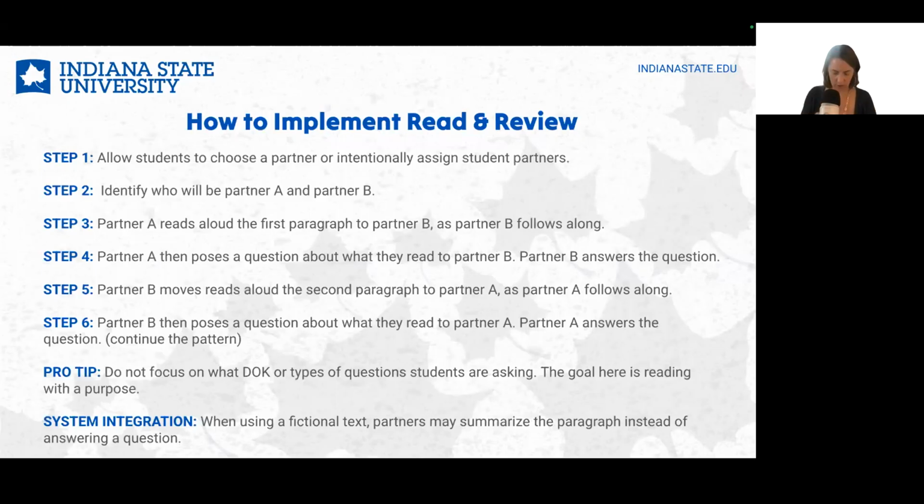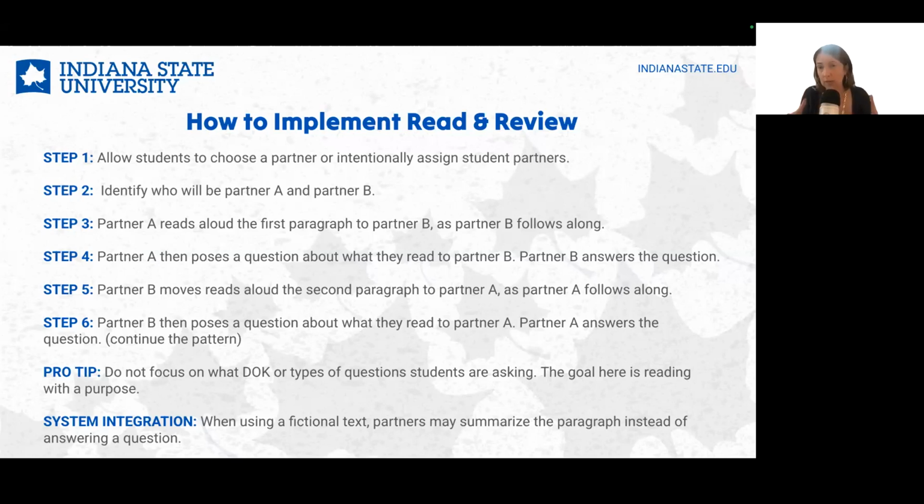Here's what it looks like. So I'm partner A, you're partner B. I read the first paragraph. Once I'm done reading the first paragraph, I find a question about what I just read and ask you a question. And so what that does, I know I'm going to ask you a question. So as I'm reading, I'm now reading with a purpose, and I'm paying closer attention to what I'm reading because I'm trying to think of what I'm going to ask you when I'm done. You, my partner, are following along more attentively because you're anticipating what question I'm going to ask you and you want to be ready to answer it.